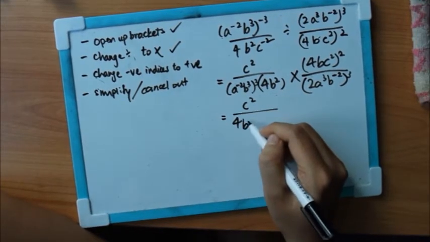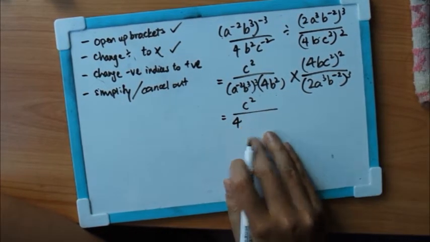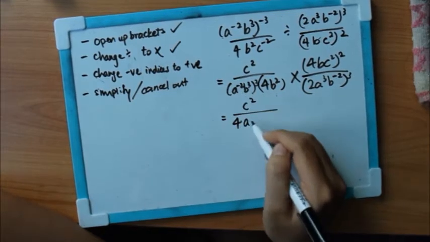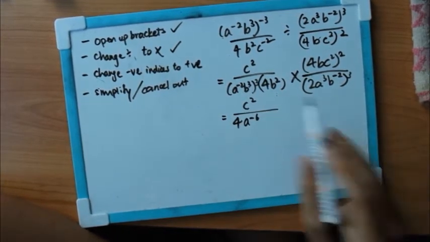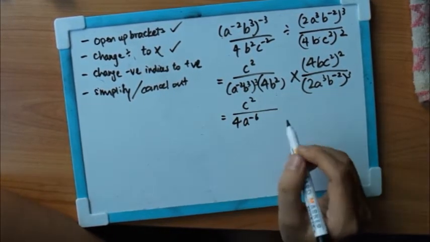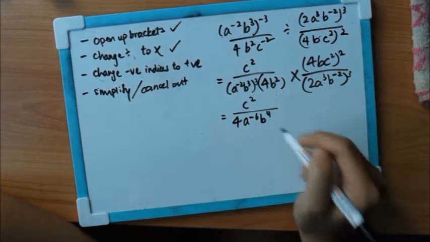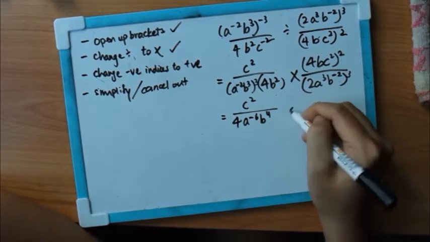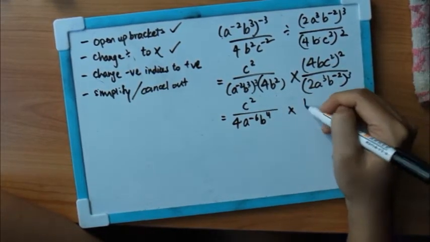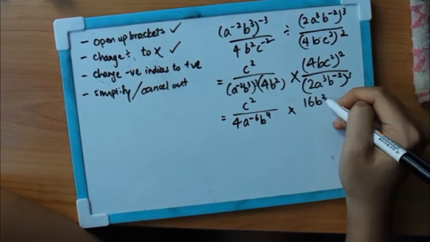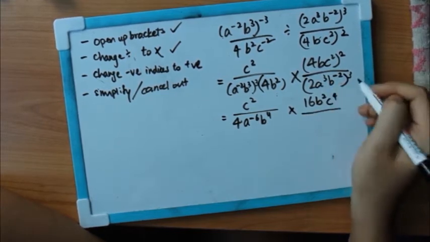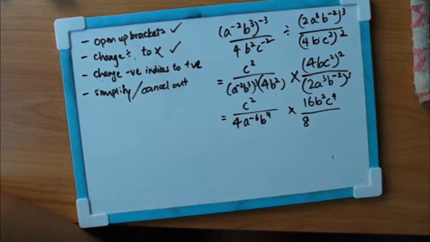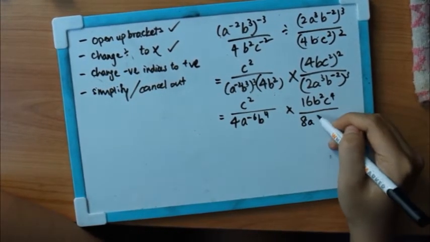You can see I'm actually doing the a first, sorry. A minus 6. Alright, b9 plus b2 is b11. 9 plus 2, 11, right? 4 squared is 16. b squared, c 4. 2 to the power of 3 is 8. A to the power of 9.